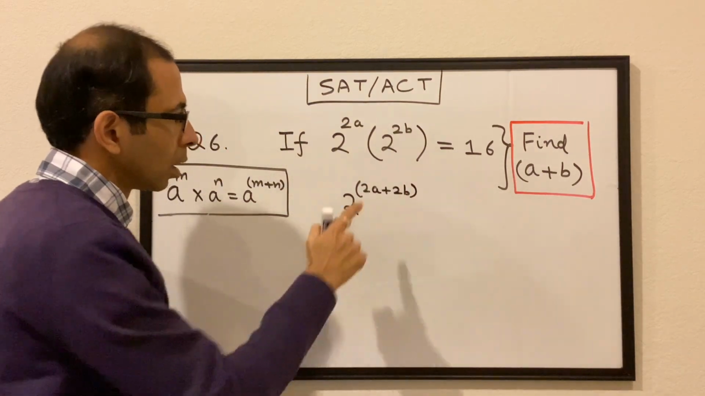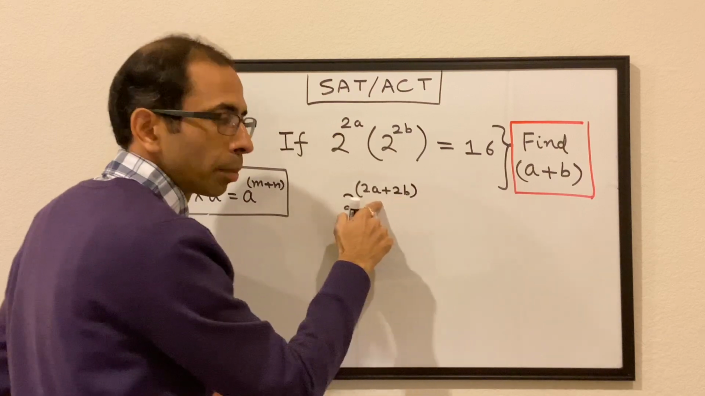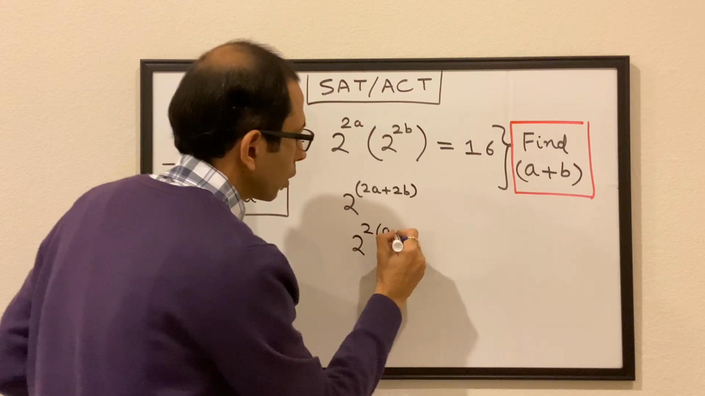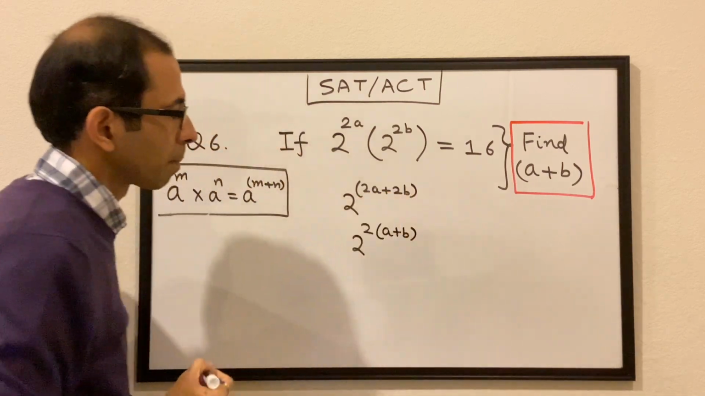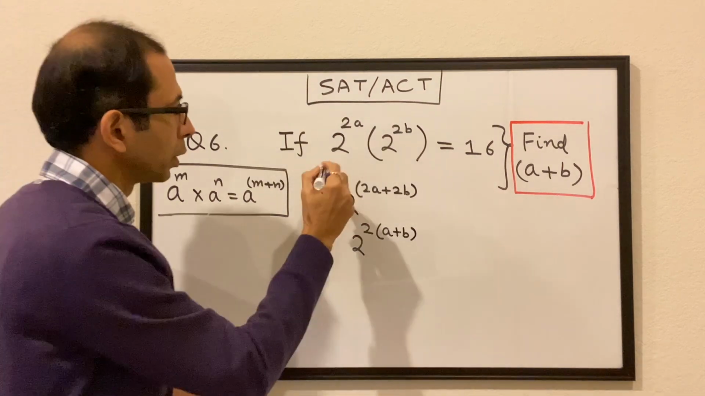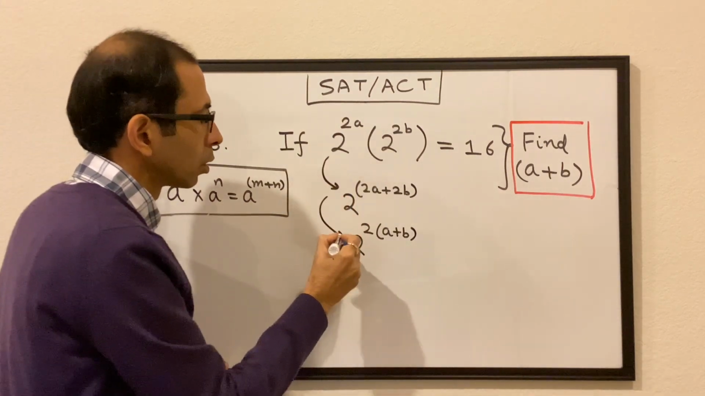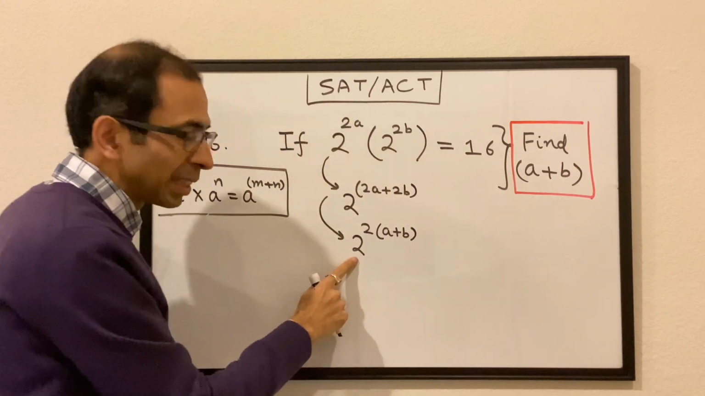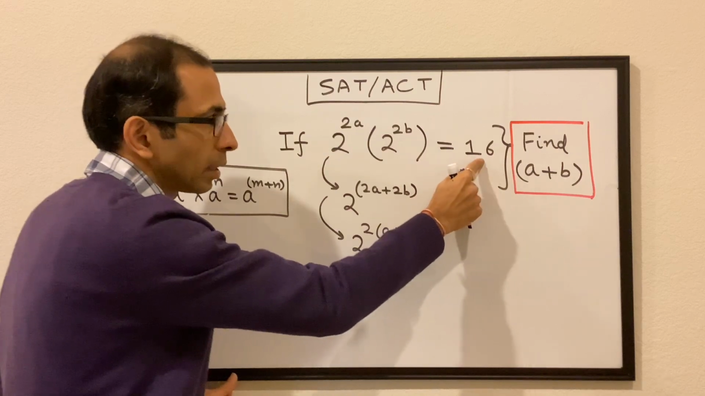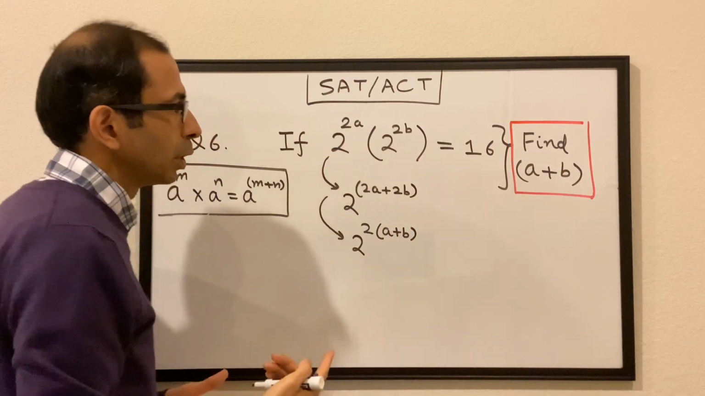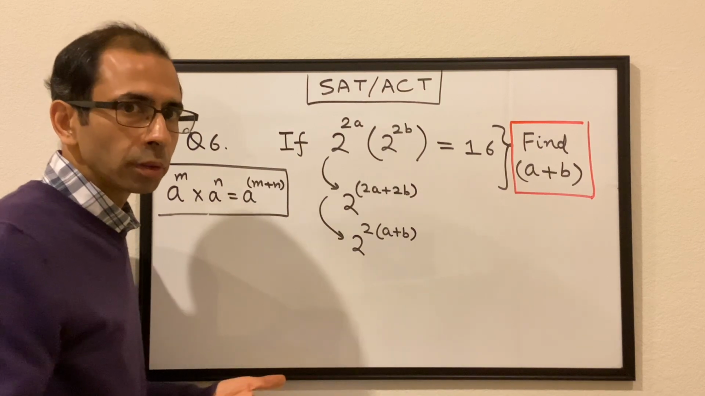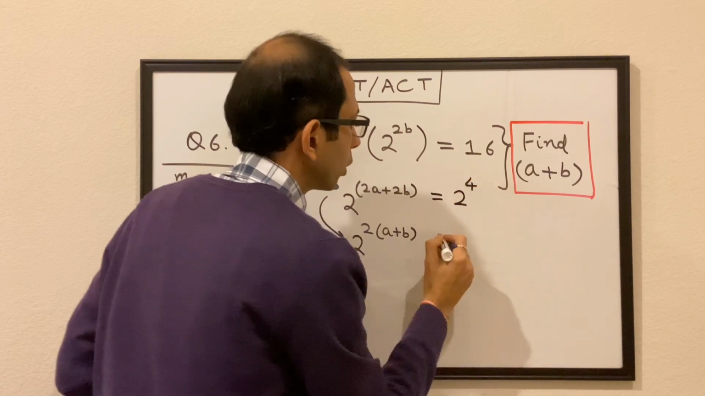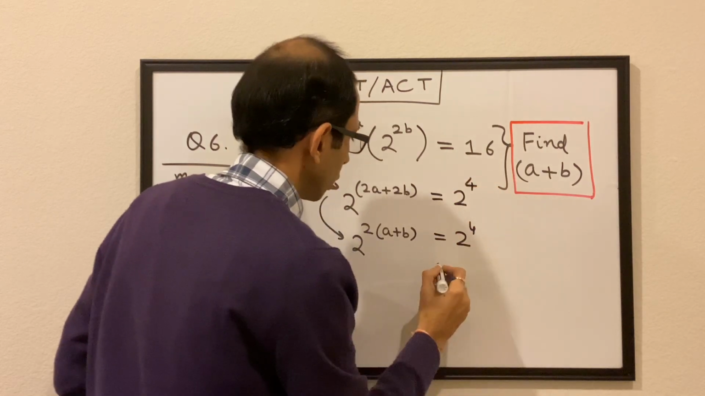Correct? Now we can take 2 common here. So this will become 2 to the power of 2 times a plus b. Correct? So we have been able to reduce it to this form. The right side is 16. Now on the left side the base is 2, so we can think of writing 16 in terms of base 2, and we know that 16 is nothing but 2 to the power of 4.